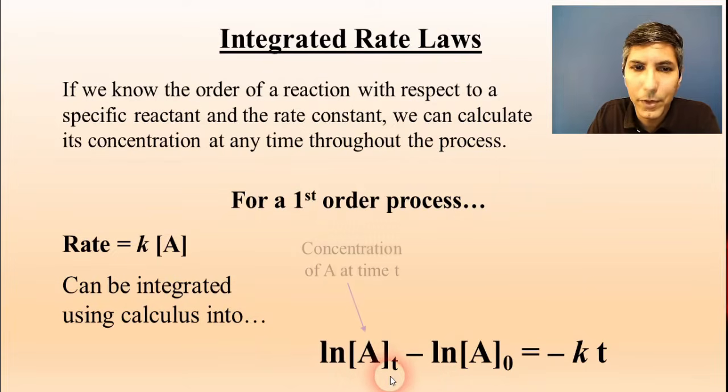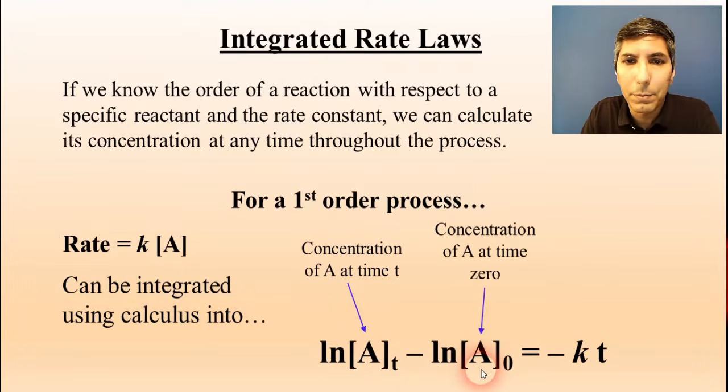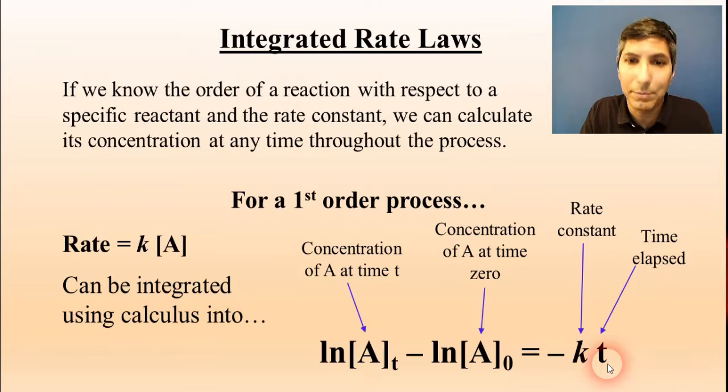Now, A sub t represents the concentration of reactant A at time t, after however many seconds or minutes have gone by. A sub 0 represents the concentration at time 0. And that's just an arbitrary time. That could be the time that you start the reaction. It could be some other time. It could be at the point when you start your stopwatch. It's just the starting time. Now K, that's the rate constant. We've worked with that a little bit already in this unit. And then t is the time that has elapsed.